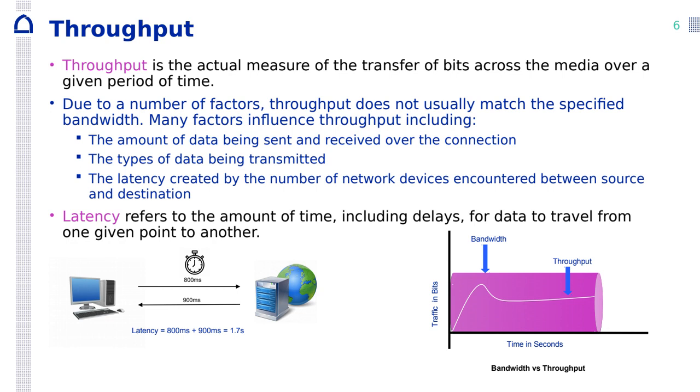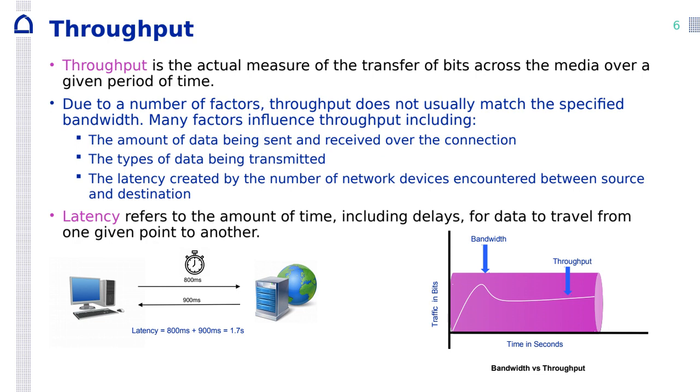Why? Because of the amount of data being sent and received over the connection, the type of data being transmitted, and the latency created by the number of network devices encountered between source and destination. What is latency? Latency is the amount of time, including delays, for data to travel from one given point to another. So here the latency, I send the data to the server and it comes back, you add 80 plus 90, then I have 1.7 seconds. But there are also small amounts of time I can save.